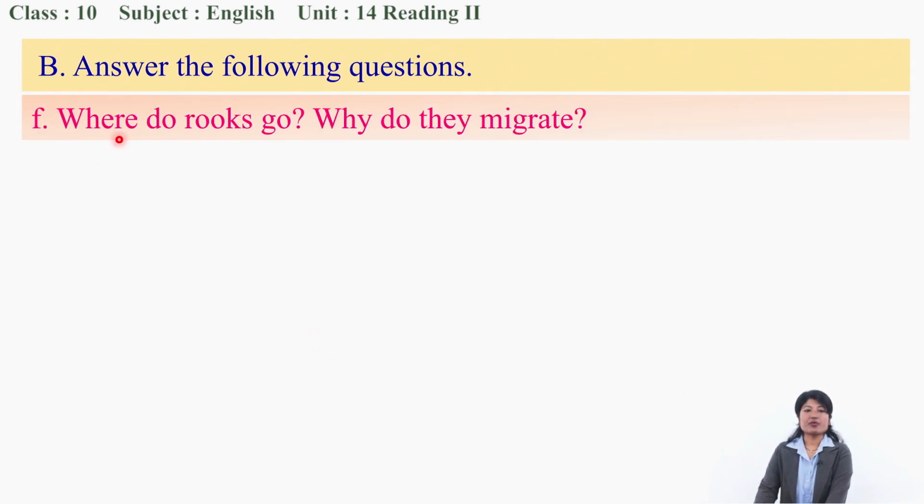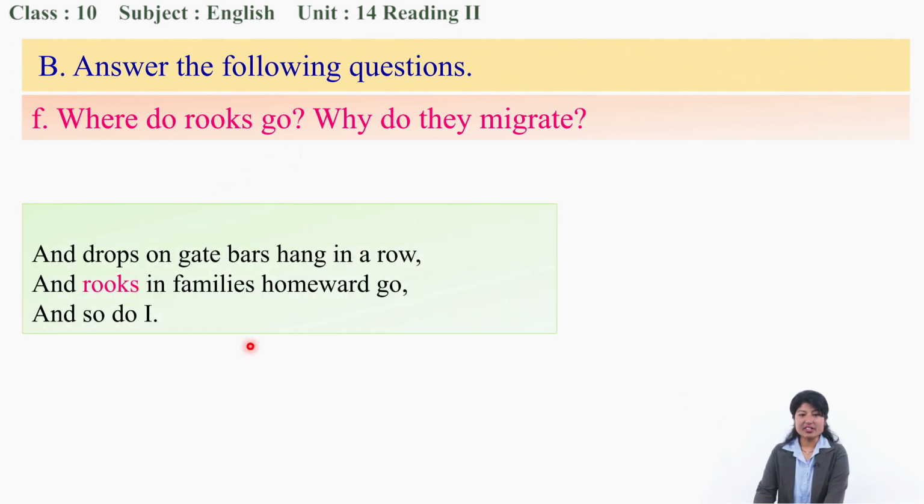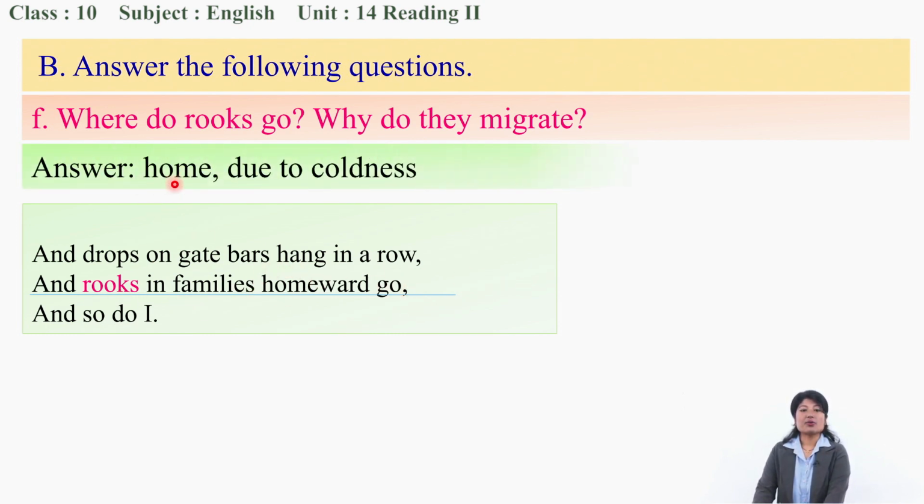Next, F. Where do rooks go? Why do they migrate? So where do you find the answer to these questions? Of course, in the second stanza, somewhere over here, right? So we find the answers over here. Rooks in a family is homeward they go. So homeward means home. They go home. And why do they migrate? Due to coldness, of course, right?